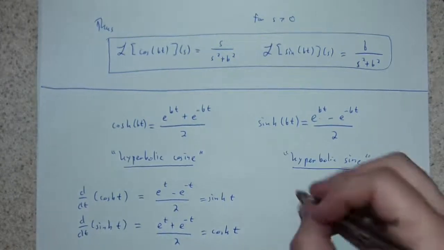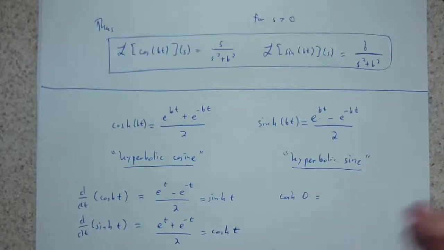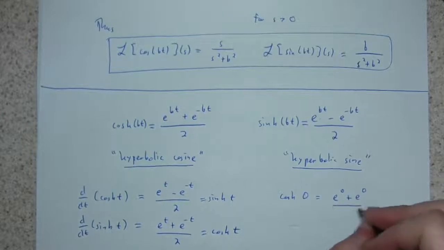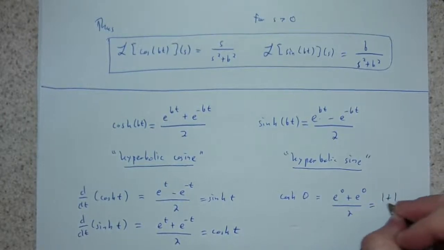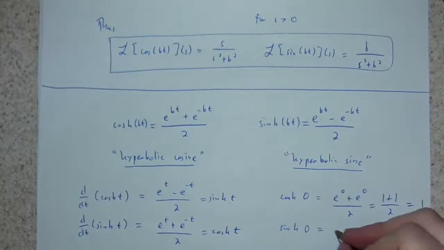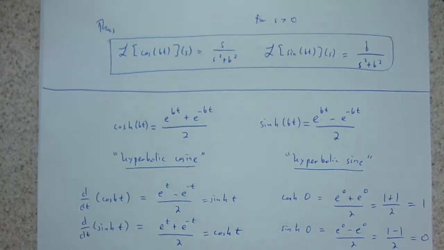Let's check some other similarities. What's cosh of 0? This would be (e^0 + e^0)/2. That's (1 + 1)/2, which is 1. What is sinh 0? Well, it's (e^0 - e^0)/2. So this is (1 - 1)/2, which is 0.